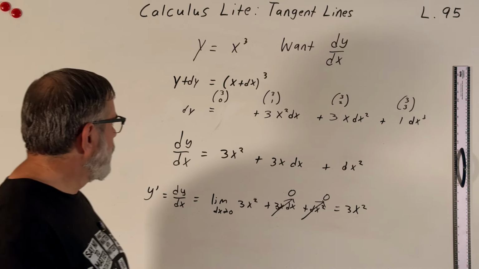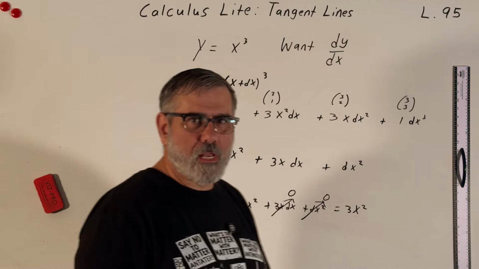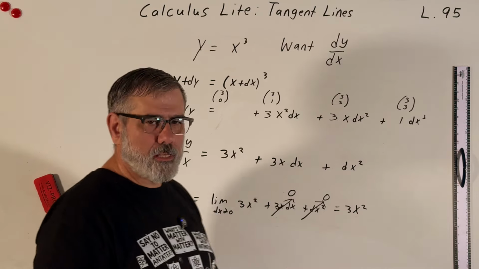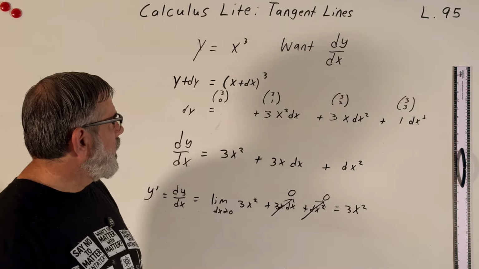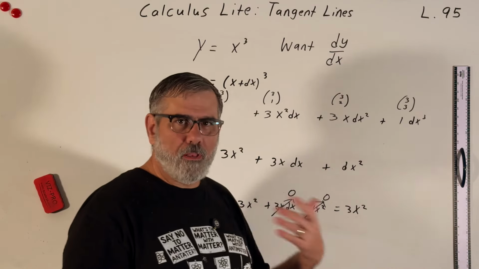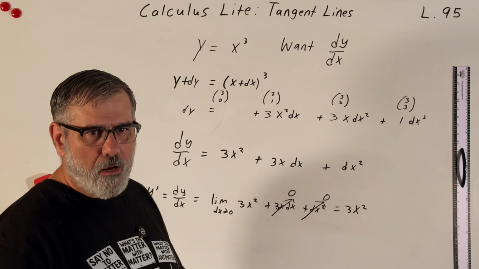So this is telling me that the derivative of the function y equals x cubed is the function y equals 3x squared. Okay? That's what we found using this algebraic trick. Well, it's not a trick. It's doing some algebra and using this idea that really comes from Leibniz on taking the derivatives.